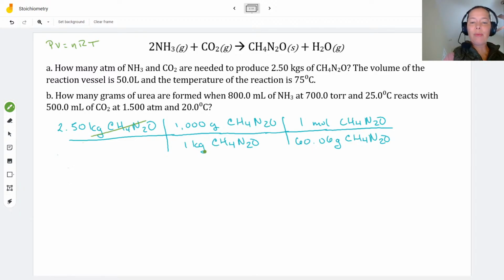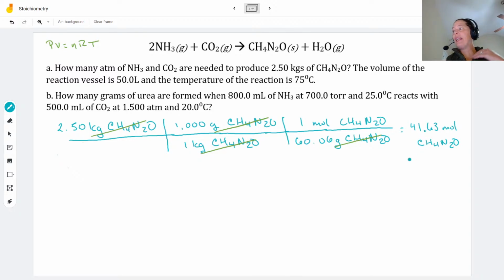So my kilograms of urea have canceled. My grams of urea have canceled. And this gives me 41.63 moles of urea, CH4N2O. Okay, great. Now I've got moles. Now I'm ready to go ahead and do my stoichiometry.